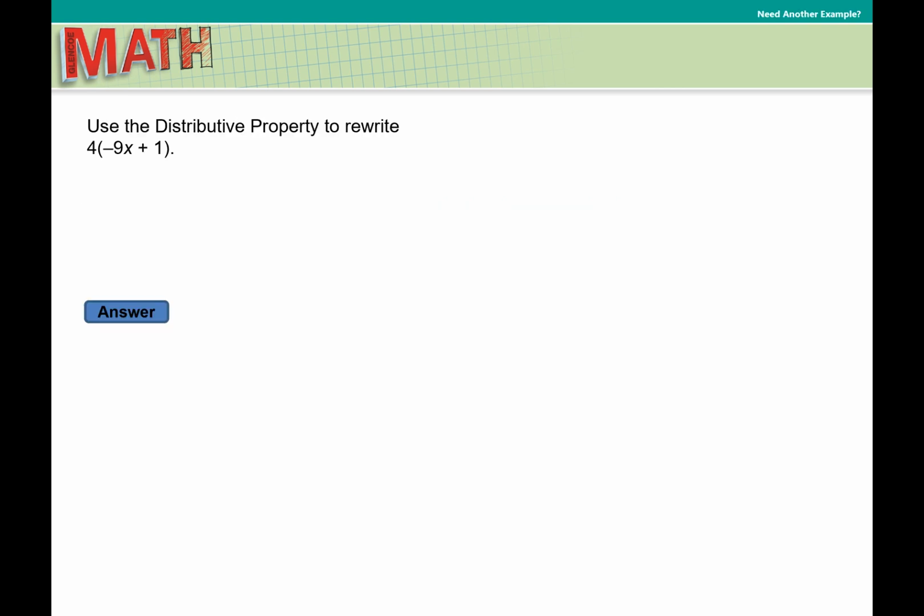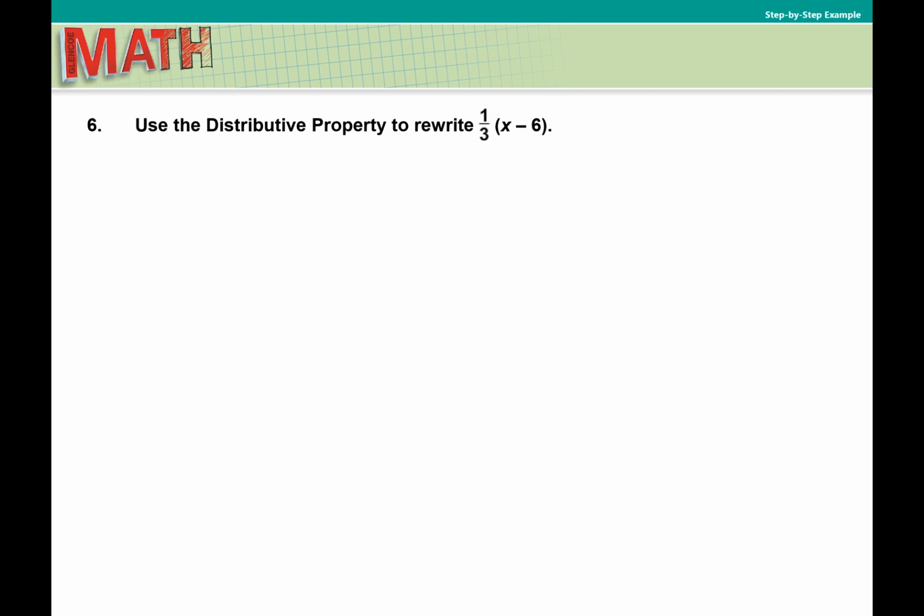Go ahead and work this one then and check your answer when you're done. You should have gotten an answer of negative 36x plus 4. 4 times negative 9x is negative 36x, and 4 times 1 is 4. All right, what about this?